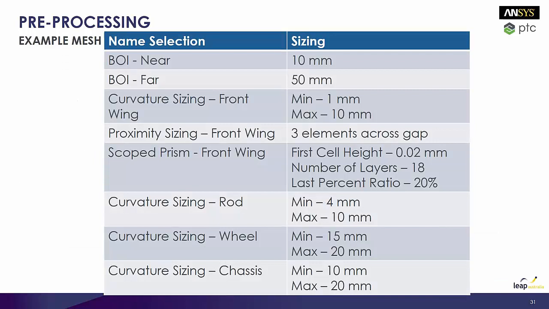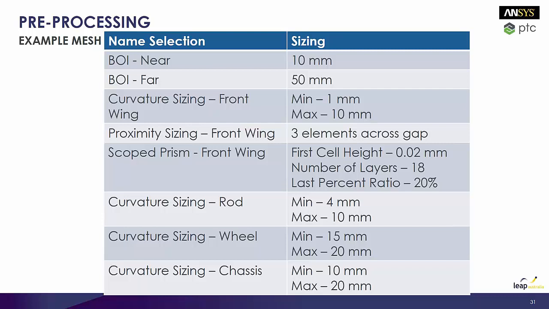Right, so we'll go into the actual meshing example as well using Fluent meshing. Just for reference, I used a body of influence around the near region of around 10 mil, in the far region of around 50. We've got curvature controls. These curvature controls just ensure that you pick up the curvature around the front wing. So we've got sizings from 1 to 10 mil. Proximity sizing is just to ensure that we've got around 3 cells across the gap, and what that does is it ensures we've got a nice inflation region around the wing.